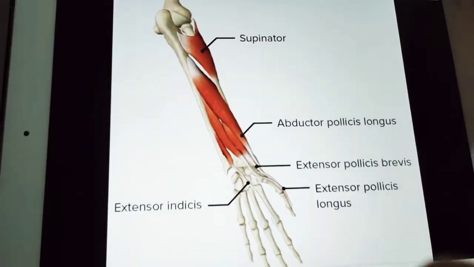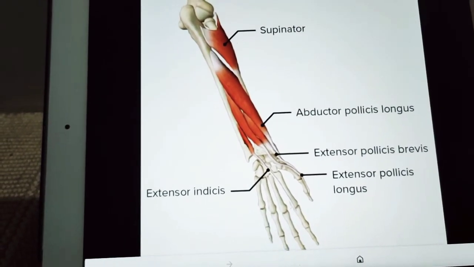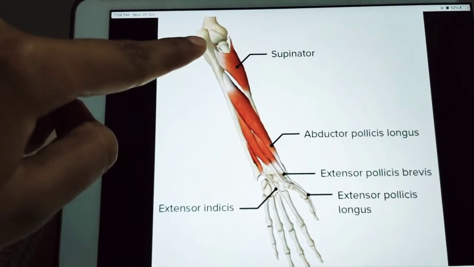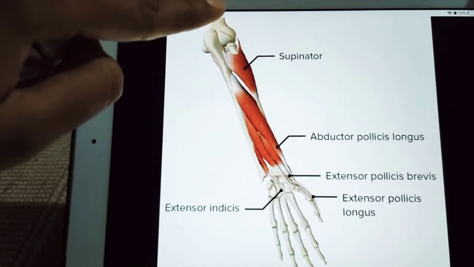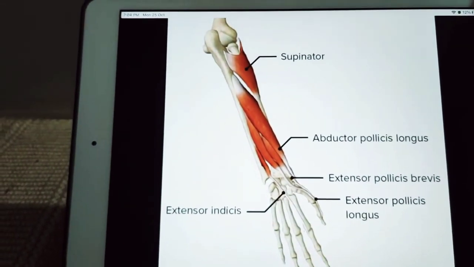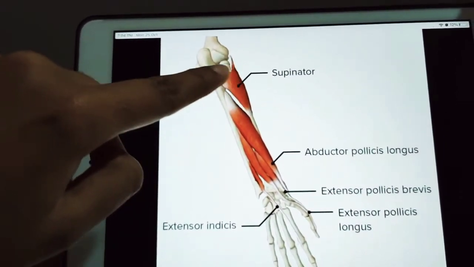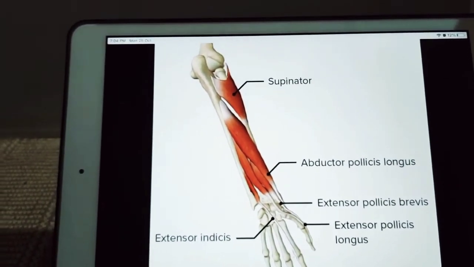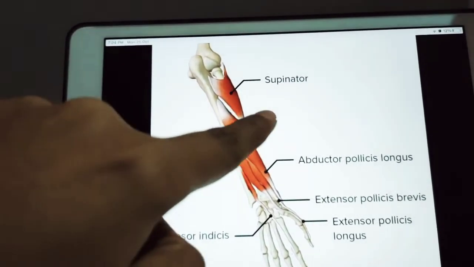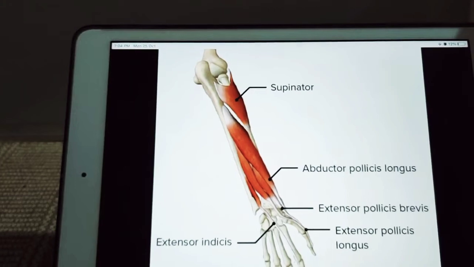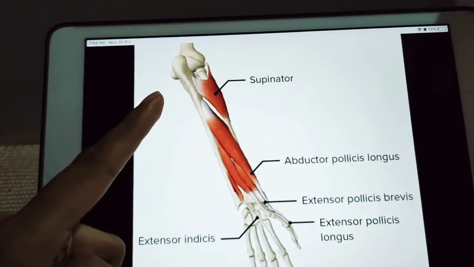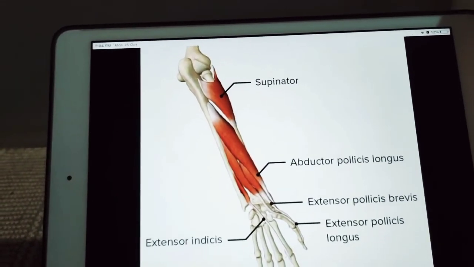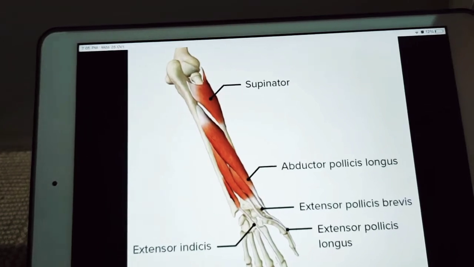It's very simple. Now let us see the origin, insertion, nerve supply, and action. First one, supinator. You can see it gets its origin from the lateral epicondyle of humerus, and also from the annular ligament of the superior radioulnar joint. It is inserted into the neck and shaft of the upper one-third of the radius. So it comes from the lateral epicondyle and the annular ligament and gets inserted into the radius.